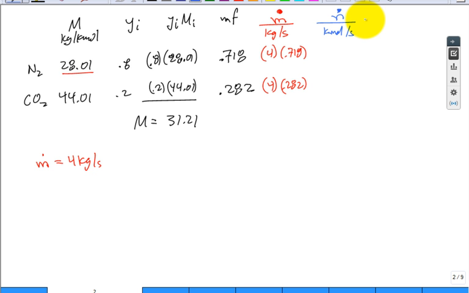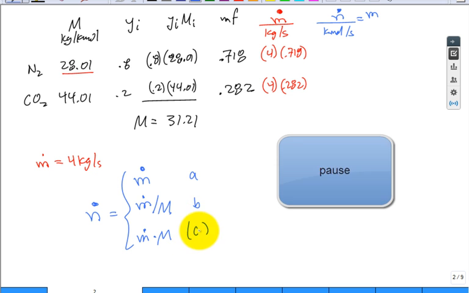Likewise, you could say, can I calculate the molar flow rate in kilomoles per second? Sure, if you had the mass flow rate calculated. Here, that's a good clicker question. I want to calculate the molar flow rate. Somebody says take the mass flow rate and they're equal. No, somebody says take the mass flow rate and divide by the molar mass, or take the mass flow rate and multiply by the molar mass. One of these is correct. Answer A, B, or C.